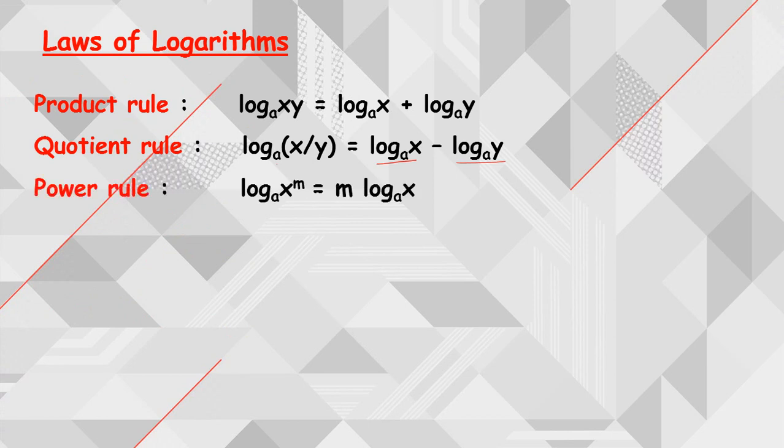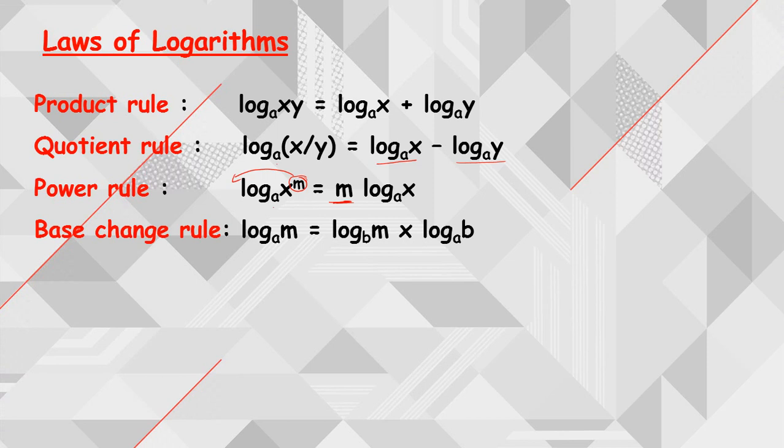Next, the power rule. So whenever you are having log x power m to the base a, whenever you are having x power m, that m will jump forward. So that power will become multiplication, right? The raised power will become multiplication. So m times log x to the base a.